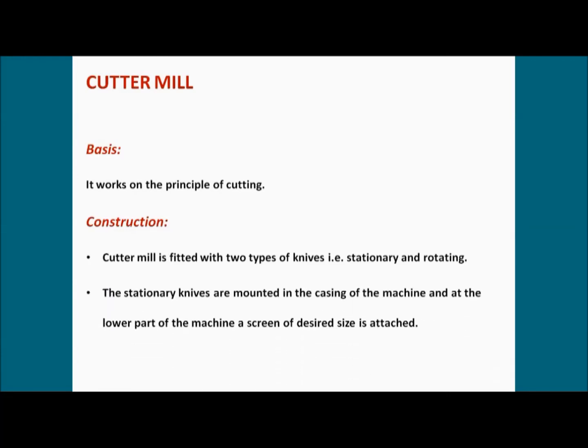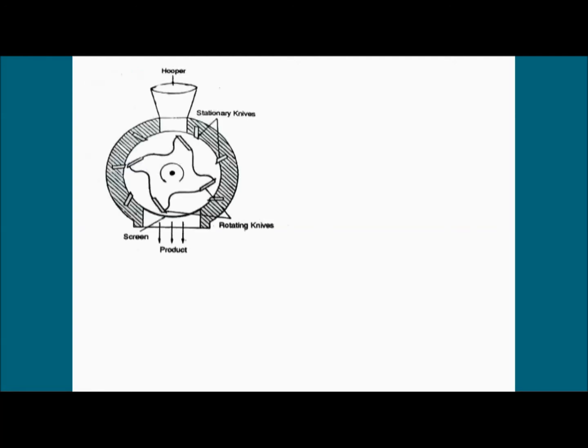The stationary knives are mounted on the casing. I will show you how they are mounted on the casing of the machine. And the lower part of the cutter mill is fitted with a screen where the sieve is. Once the cutter mill has cut the material and the material has reached the desired size, it will go through the sieve and get collected. So this is a cutter mill.